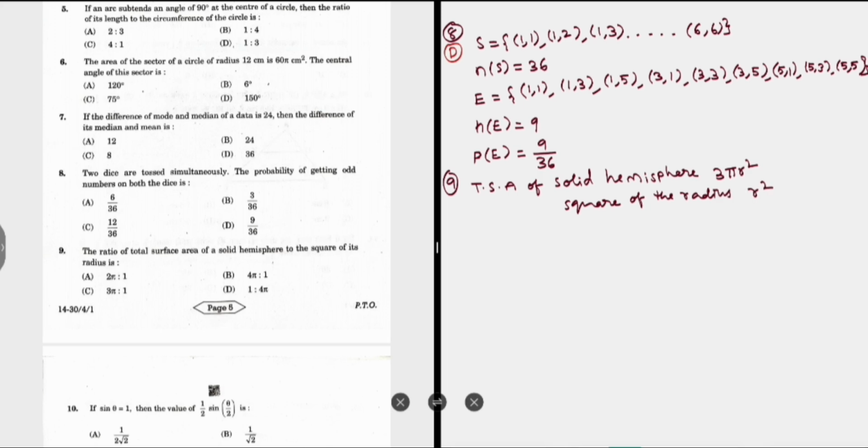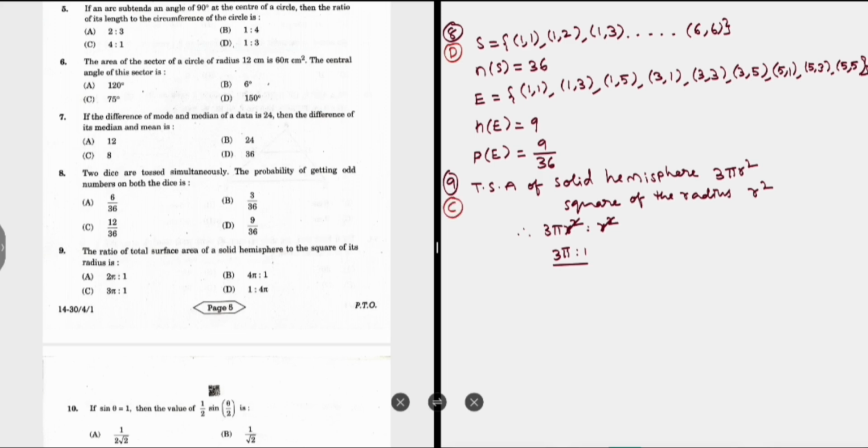We have to find out the ratio of these two. Therefore, the ratio will be what? 3 pi r square is to r square. After cancellation, we get 3 pi is to 1. So the ratio is 3 pi is to 1. Option C is correct.